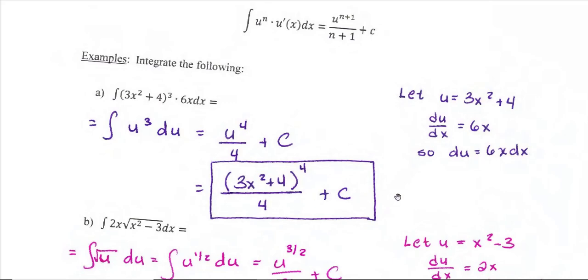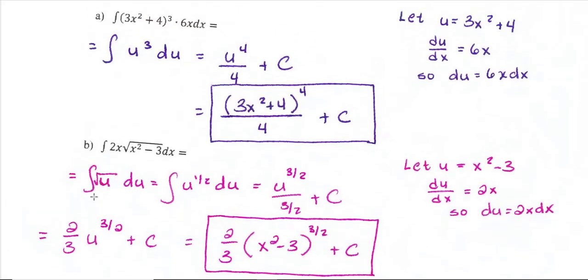I highly encourage you to take the derivative of this and make sure it matches the integrand. If you do, you would bring the 4 down, leave the inside function alone, and multiply it to the derivative of that inside function, which would be 6x. The 4 you brought down would cancel with this 4, and we would have 3x squared plus 4 to the third times 6x, which does match that integrand. Write it out and do it.